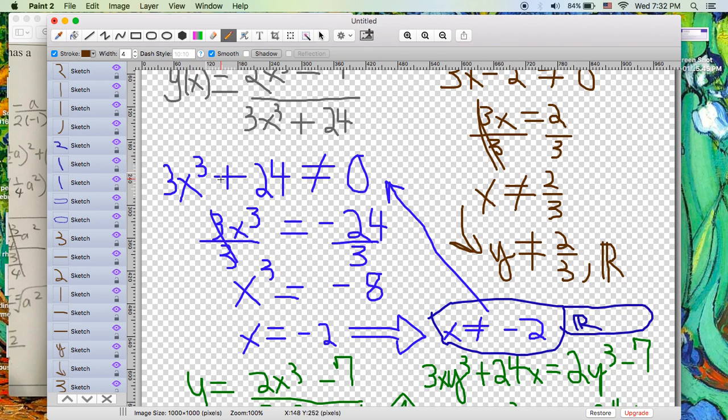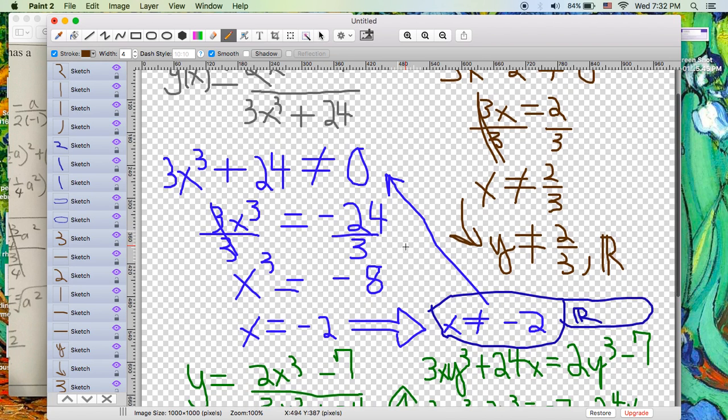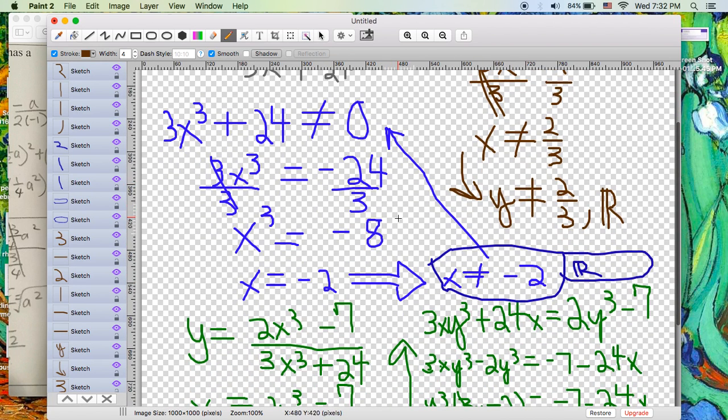So 3x cubed plus 24 cannot be equal to 0. You bring 24 over to this side, which becomes negative 24, and then you divide by 3 on both sides, and then you take the cube root of negative 8, which is negative 2, and you know that negative 2 is the value you have to exclude in the domain. Otherwise, your domain is all real numbers, but x cannot be negative 2.